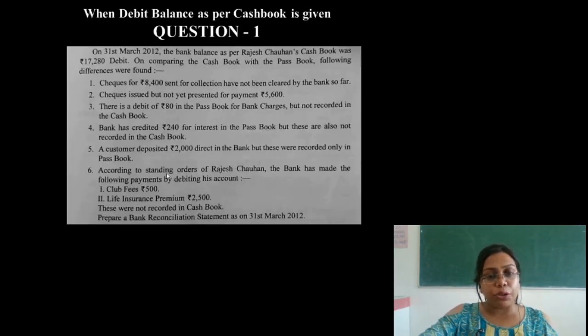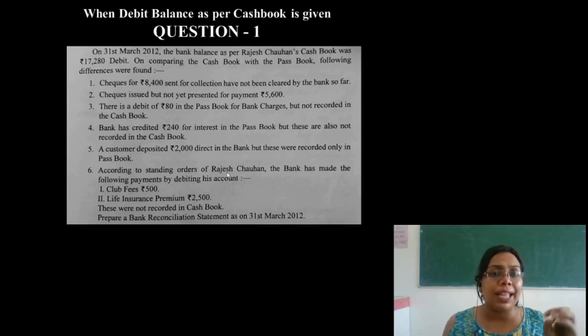Next is, according to the standing orders of Rajesh Chauhan, the bank has made the following payments by debiting his account. Rajesh Chauhan has given standing orders to the bank to directly deduct a fixed amount, like fees and life insurance premium, without any discussion.